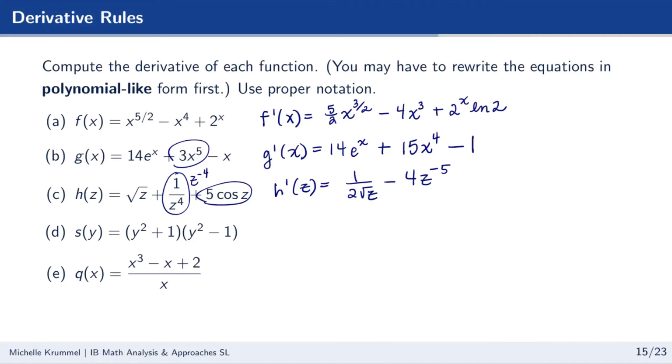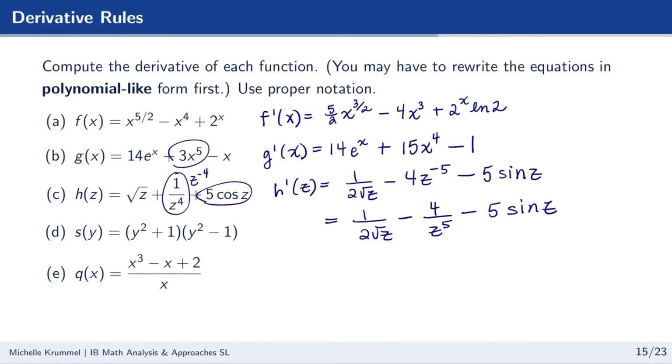5 cosine z, constant multiple rule, so plus 5, times the derivative of cosine z. The derivative of cosine z is negative sine z. So I need to make this sign negative. Okay, and there we go. If I want to simplify, 1 over 2 root z minus 4 over z to the power 5 minus 5 times the sine of z.